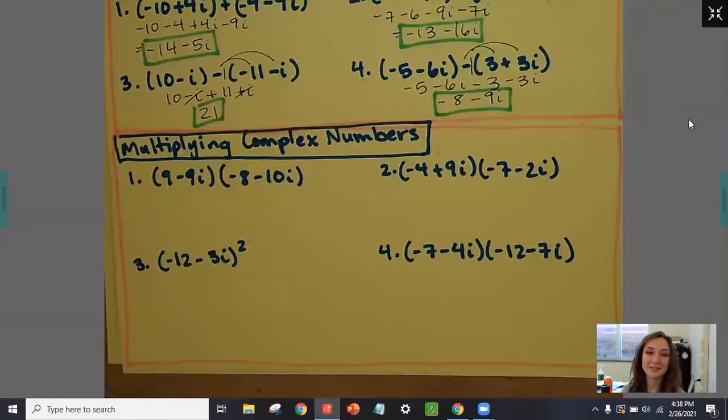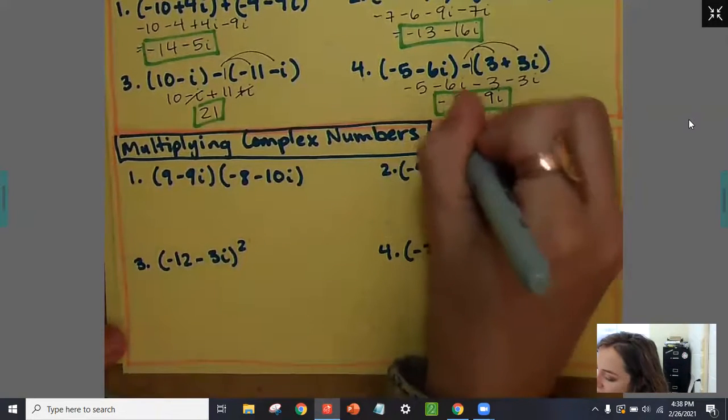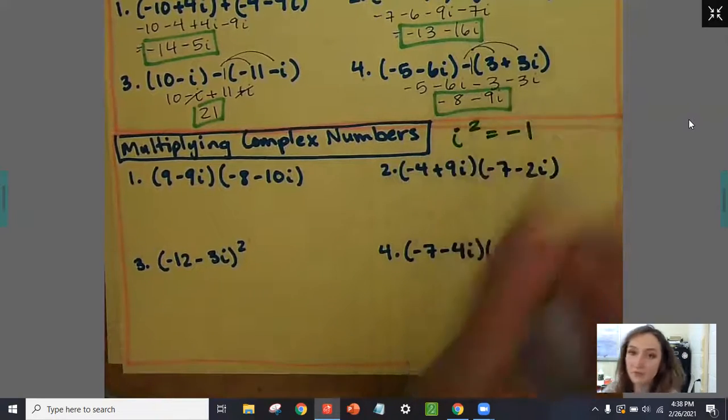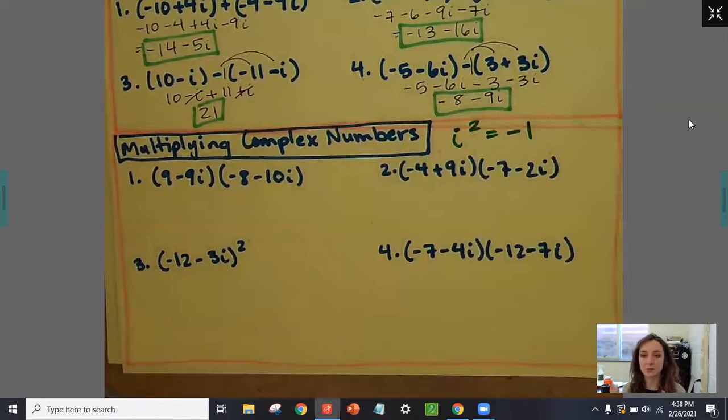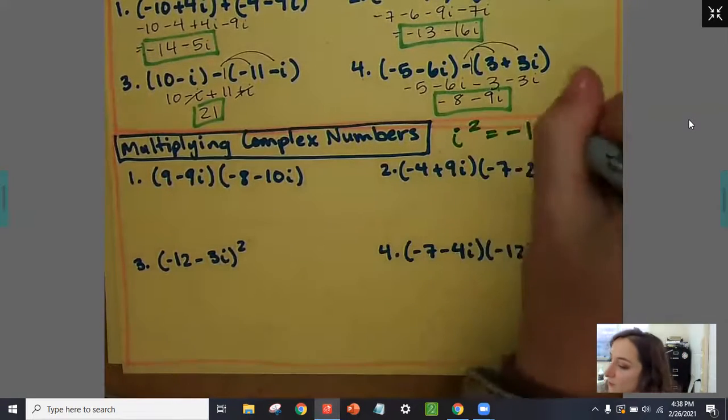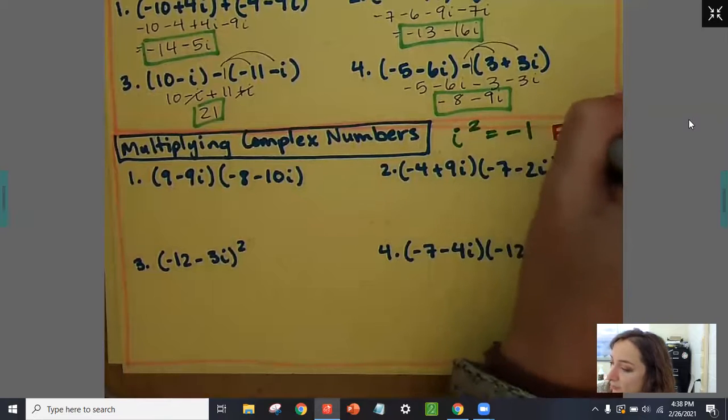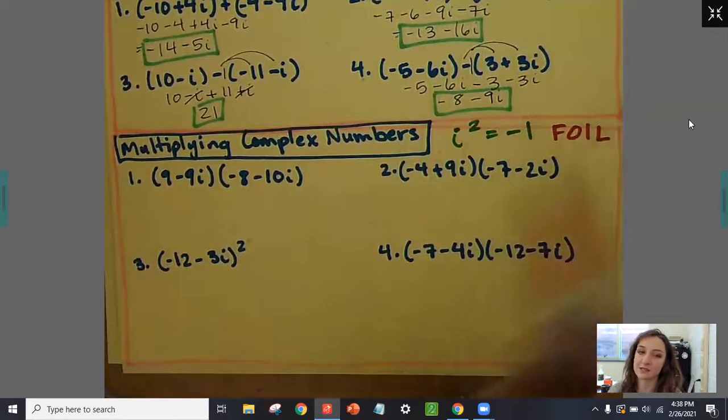Hello everyone. In this video we're going to be multiplying complex numbers together, and the important thing to remember is what we said at the very beginning when we were talking about simplifying radicals, and that is that i squared equals -1. We're going to keep this in mind as we go along today, and we are going to be FOILing these numbers. Let me write out FOIL, and if you don't know what that means, it's first, outside, inside, last.